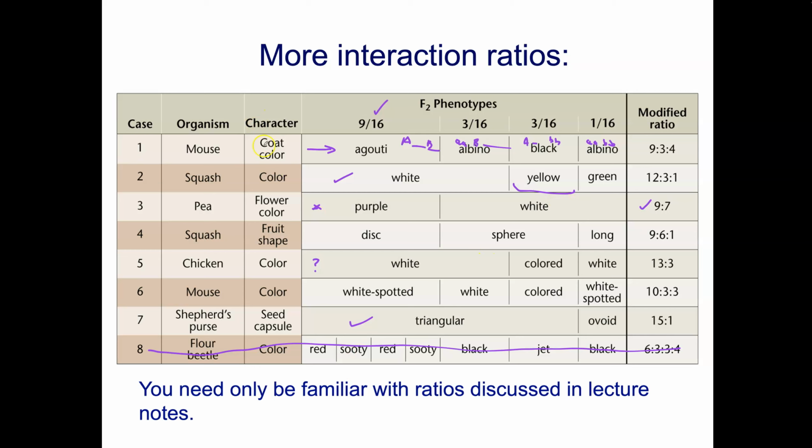So you only need to be familiar with the ratios discussed in the lecture notes and that we cover in the class, but there are other ones that are potentially of interest, and you could see something like this on an exam, with some sort of explanation. And if you've thought about it in advance, of course, you're better prepared to answer a question like that.